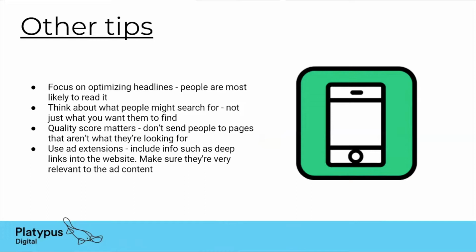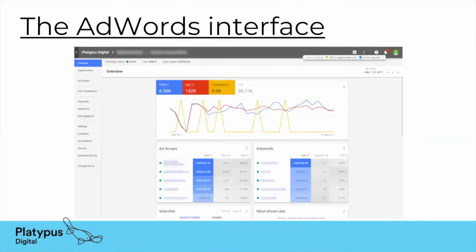Try to use ad extensions where you can. You can include information such as deep links into the website. It means your ad is going to take up more space on the search pages that it appears on and make people more likely to click it. Try to make sure it's really relevant to the ad content, of course, and likely to be things that people would actually want to read rather than just something to make your ad as big as possible. So we're just going to go into the AdWords interface here to quickly create a campaign so that you can see roughly what it looks like.